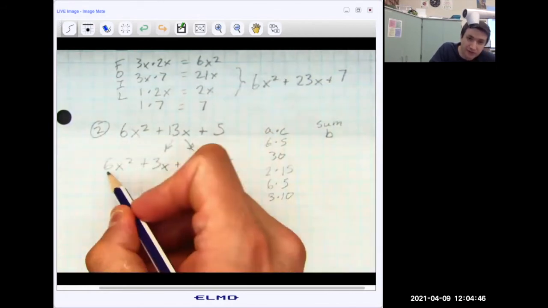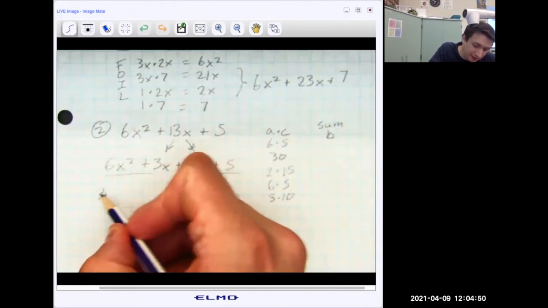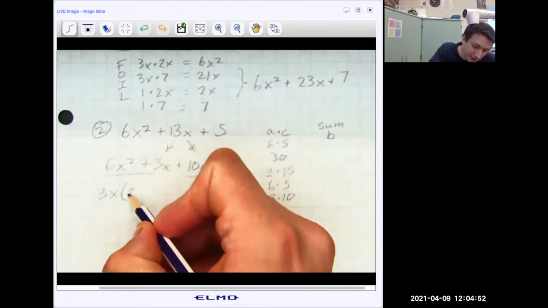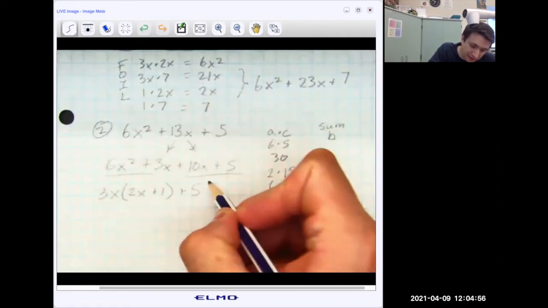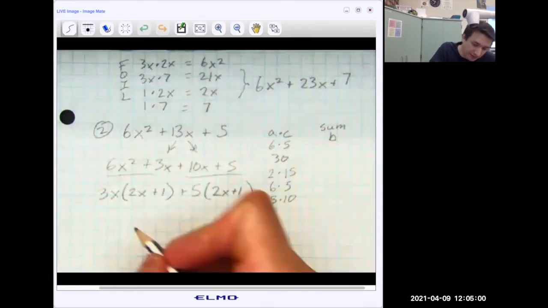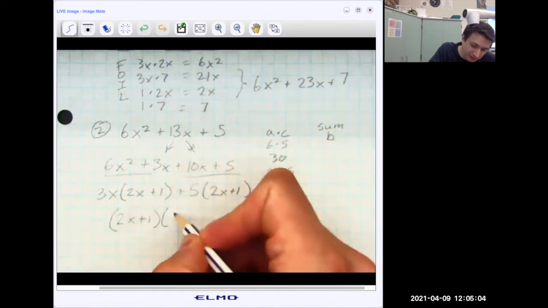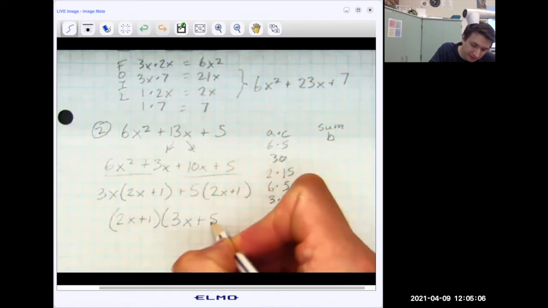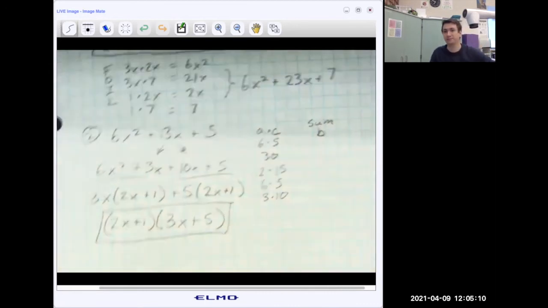And then you look and you treat these separately. You divide out the common factor. So we get 3x. This would be 2x plus 1. And then over here, we would divide out a 5, and we get 2x plus 1. There's my first check. I know I'm on the right track. And so then for my answer, I have the 2x plus 1, and the other part is the 3x plus 5. There we go. There's your answer to that problem.